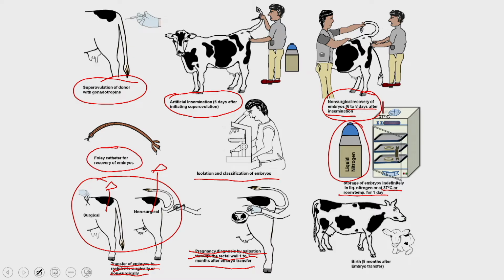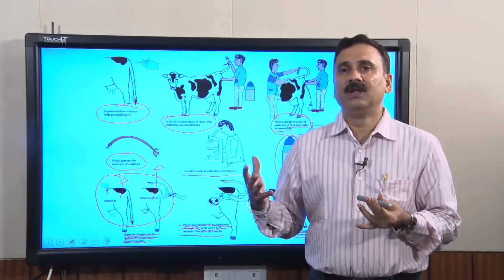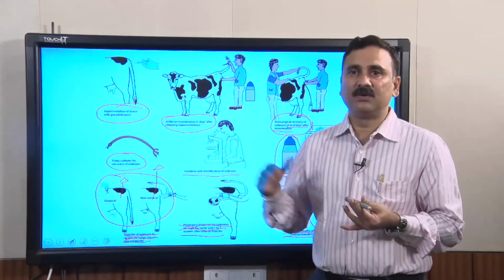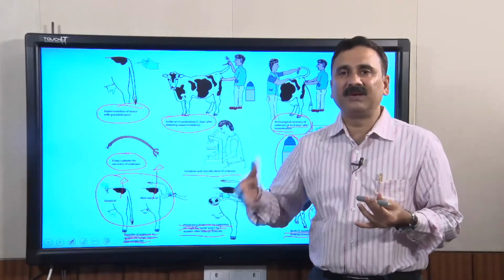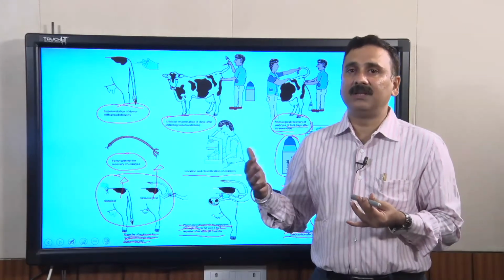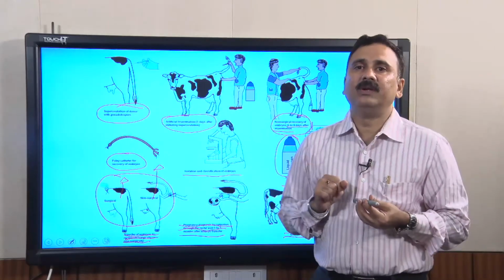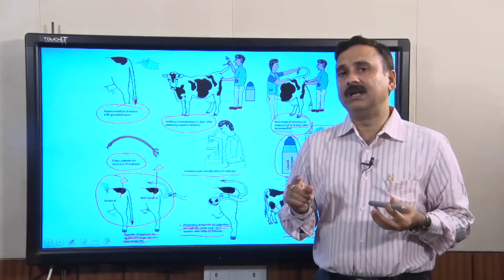Now, after a period of 9 months, the embryos are going to develop into calves, and by following these embryo transfer technologies, you can have multiple high quality calves from the same hybrid animal. Because you can have multiple recipients, and these multiple recipients are going to give you multiple calves in a single year, whereas if you go with the natural process, the hybrid is going to give you only one calf in a single year.